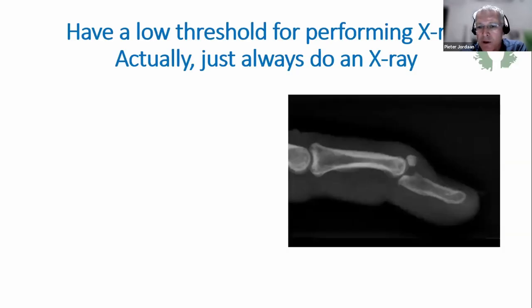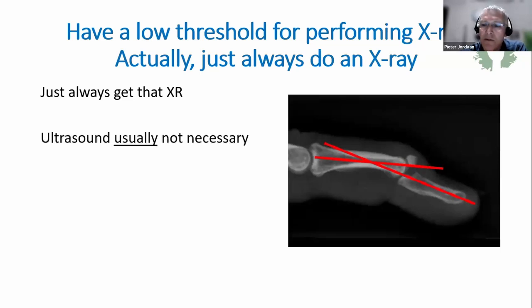And this is an example, a classic mallet finger. Patient comes in. But if you look carefully at this, and I'm not just pointing towards the big dorsal fragment, you'll notice that joint is subluxed. And this is the type of mallet that needs treatment. So if you don't do an X-ray, you'll miss that. So as I said, just always get that X-ray. Ultrasound is usually not necessary. Most of these injuries, with a good clinical diagnosis, you can get there.